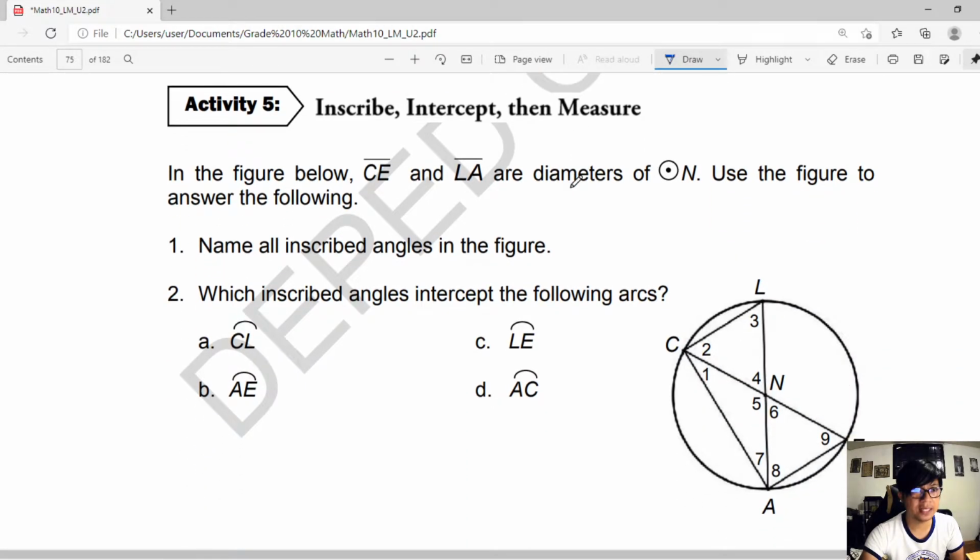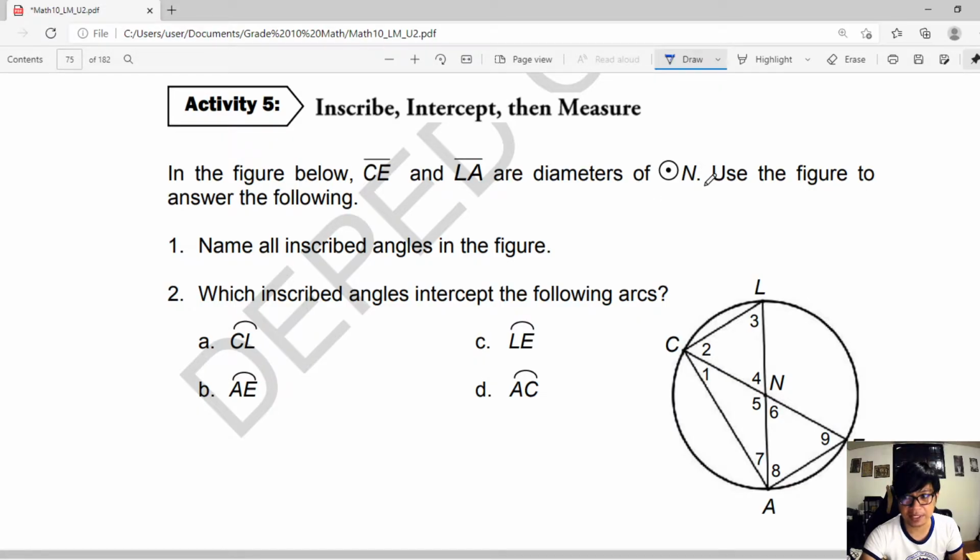Okay, let's try this one. Activity number 5. Inscribe, intercept, then measure. In the figure below, segment CE and segment LA are diameters of circle N.